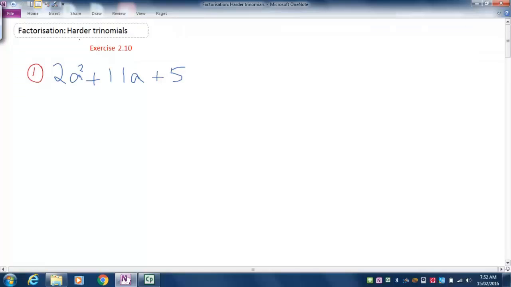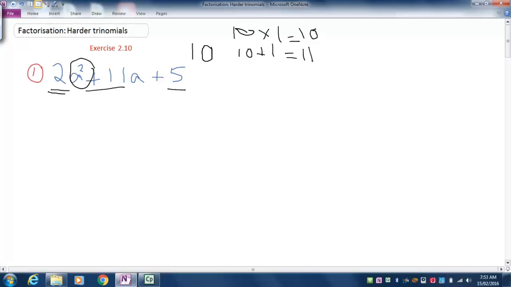When we're factorising trinomials that have a coefficient in front of the squared term, we first of all need to multiply that coefficient by the constant at the end. So 2 times 5 gives me 10. Now I'm looking for two numbers that will add to give me 11 and multiply to give me 10. So 10 times positive 1 gives me 10, and 10 plus 1 gives me 11. So those are my two numbers.